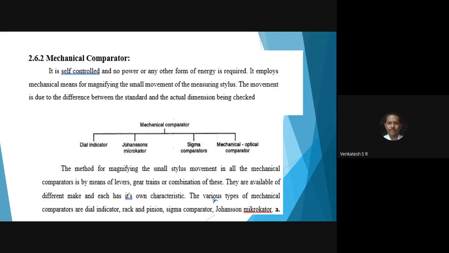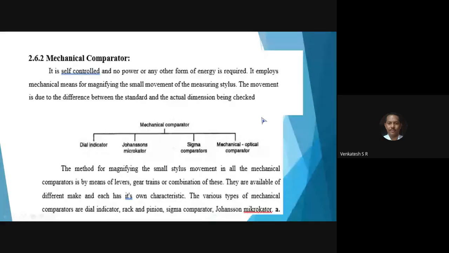Once again, remember, mechanical comparators are classified into 4 categories. First one, dial indicator. Second one, Johansson microcator, sigma comparators, mechanical optical comparator. Mechanical comparators are classified into 4. One, dial indicator, Johansson microcator. Third one, sigma comparator. Fourth one, mechanical optical comparator.